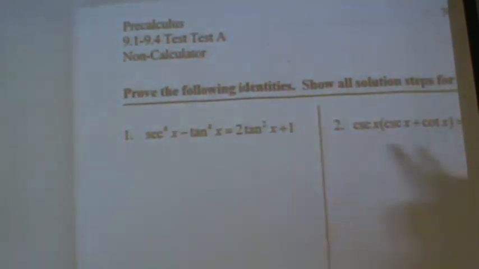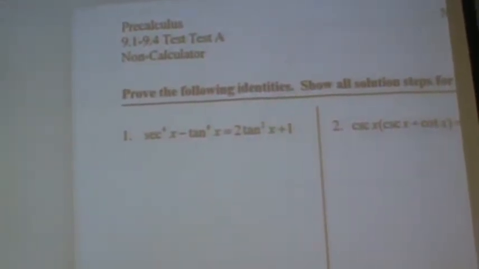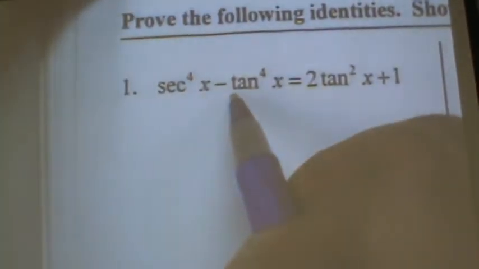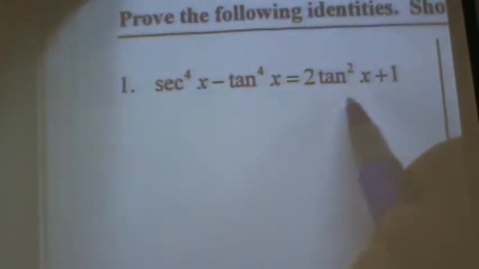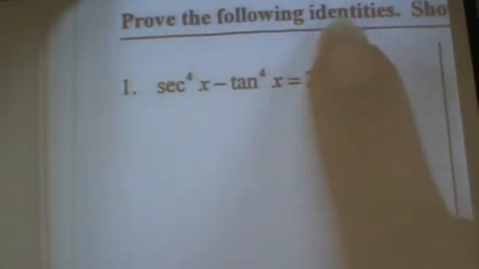Okay, so we did this one. See if you can tell me. You're going to use factoring. You're going to use adding, subtracting, and rewriting things in terms of sine and cosine in order to prove one side equals the other. So we want to prove that secant fourth x minus tangent fourth x equals 2 tangent squared x plus 1. So does anyone see something that you can do?